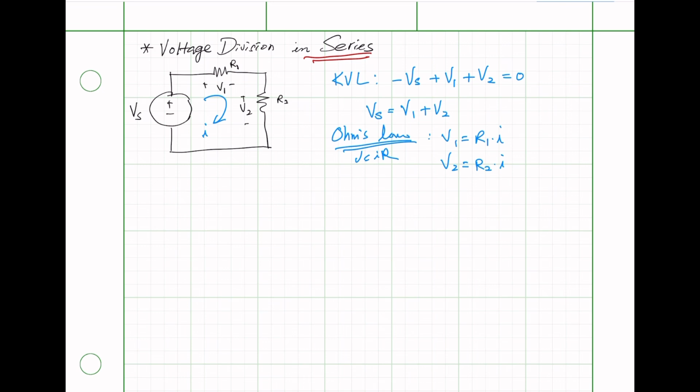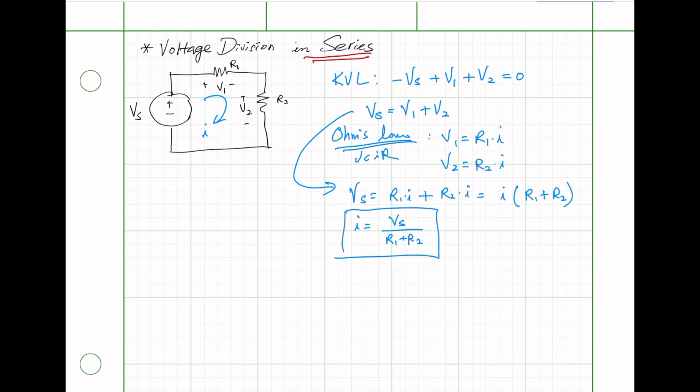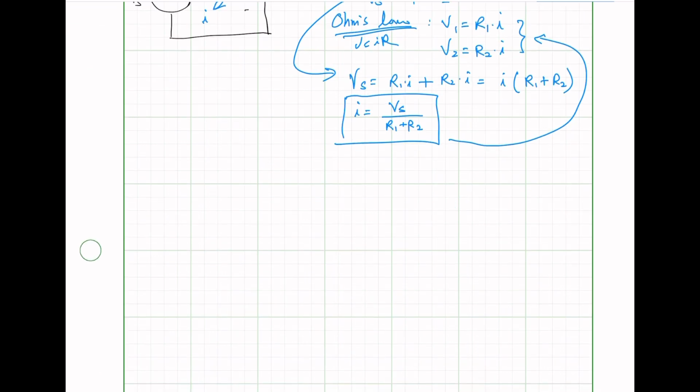Therefore, from this equation, now we can say Vs equals R1 times I plus R2 times I. Now we can factor out I. Then we have R1 plus R2. Solve for I equals Vs over R1 plus R2. So now we have I. Now we're going to put this into this. Then V1 equals R1 times I. What is I? Vs over R1 plus R2.